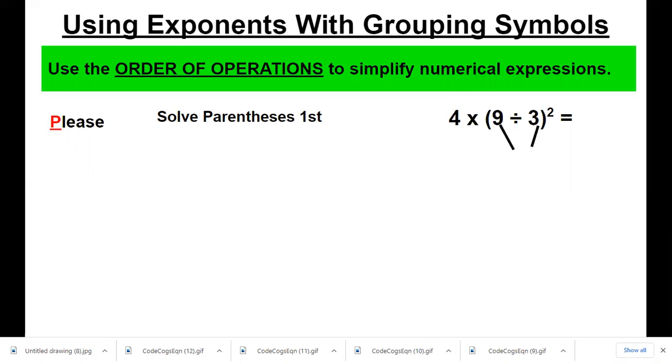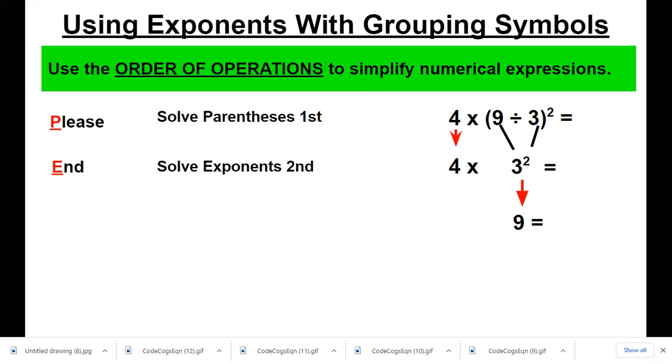9 divided by 3. That gives me 3, and I still have this little squared symbol outside of the parentheses, so I got to keep that with my answer from the inside of the parentheses. So I have 9 divided by 3 is 3, and then I have to bring along the little 2. And then I just bring down my 4 times. Next, I do my exponents. Please end. So I see some exponents there. 3 squared is equal to 3 times 3, or 9. And then I'm going to bring down my 4 times 9.